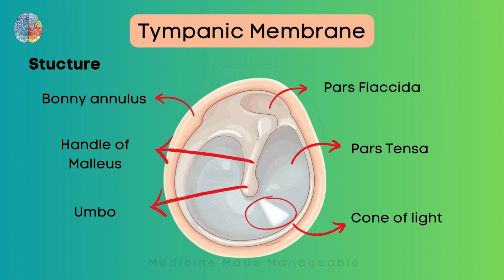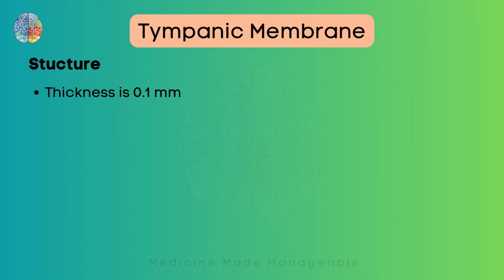Whenever you're doing an otoscopic examination and you're flashing light into the EAC, because of the direction and the shape of the tympanic membrane, there will be a cone-shaped reflection of light which will appear in the anterior inferior quadrant of the tympanic membrane. Now let's look at some numbers. The thickness of the tympanic membrane is 0.1 millimeters and the surface area is about 90 millimeters square.